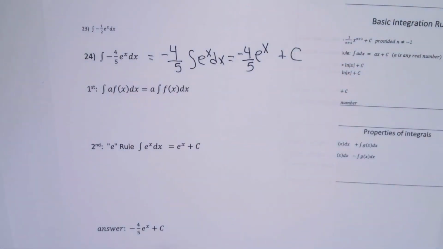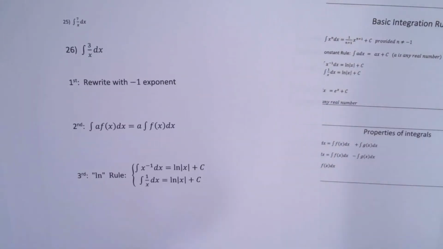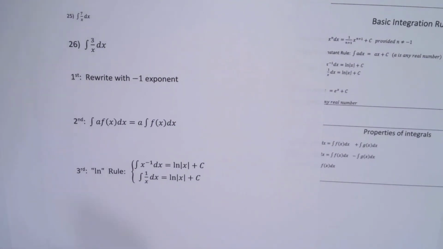So 24, it's going to be negative 4/5 e to the x plus c. I didn't do the ln examples in the first part of this video. I didn't really like the way I wrote it up, so I purposely skipped over those, but we can do those now. So how am I going to integrate this?